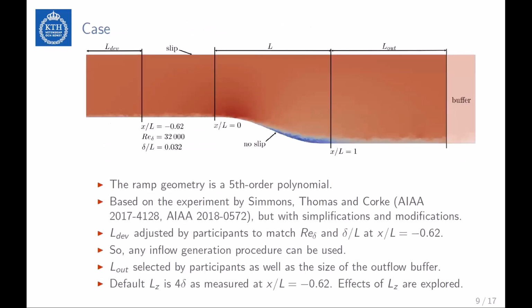So what we had in 2022 is this ramp, and basically it follows a setup from an experiment, but a little bit loosely, I would say, but let's say it's inspired by it. So you have this kind of polynomial here, which forms the ramp. And then the participants were told that, okay, you have to fix this Reynolds number and this thickness of a boundary layer at this point. How you arrive there doesn't matter. So you can use your favorite inflow procedure and you can adjust how long this thing is. But at this point, you have to reach these characteristics. And a little bit the same for the outlet. If you want to have a longer buffer region or a sponge or whatever to make your code stable, that's fine.